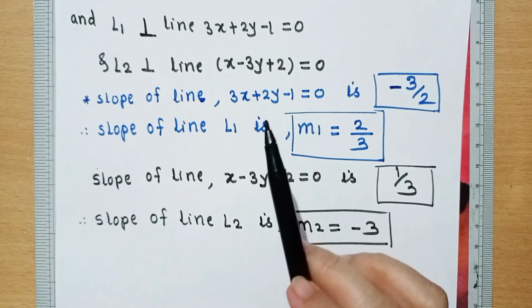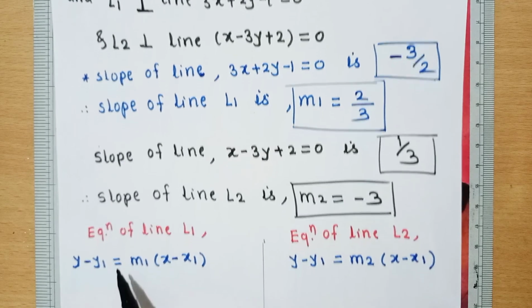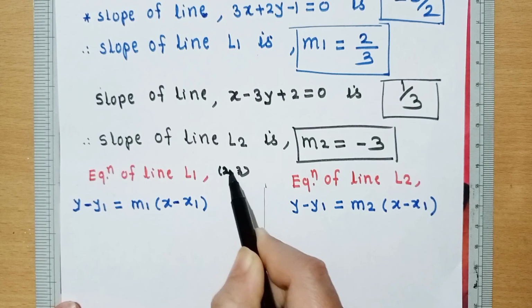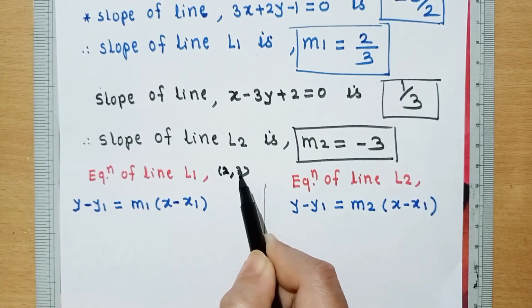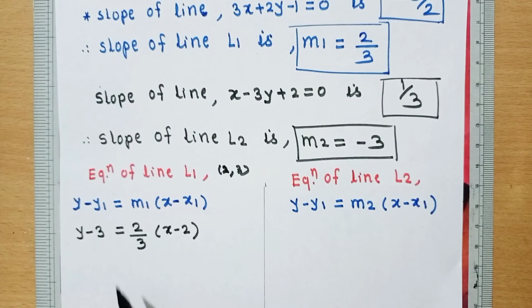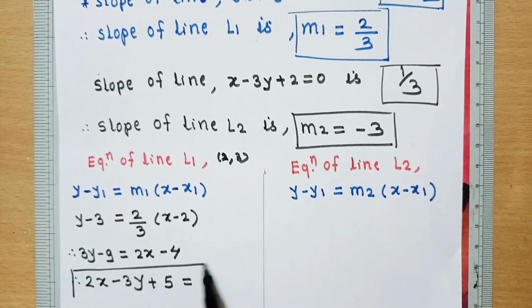And now we know the point 2, 3 and we know the slope. So by using slope point form, we will find the equation of L1 and L2. So let's find the equation of line L1. The point is 2, 3. That means x1 is 2 and y1 is 3. And m1 we know is 2 upon 3. So substitute here. Multiply 3 here and multiply 2 in this bracket. The x term should be positive. So move this term to the right hand side. This is the equation of line L1.